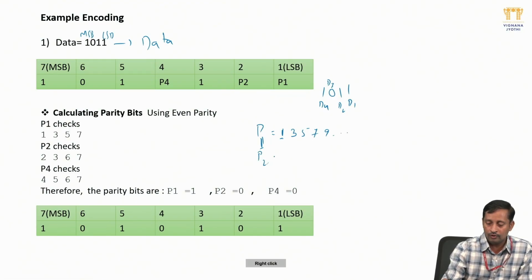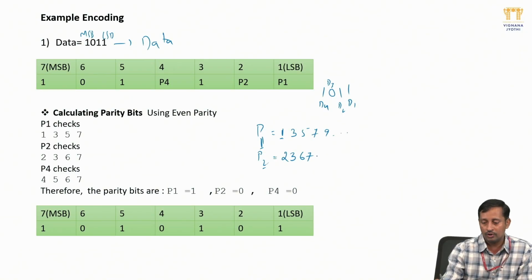Now to find the P2 value, it starts with P2, so start the number with 2. Take two digits at a time. So 2, 3. Leave 2 digits. 4 and 5 should be left. Then you will get 6 and 7. Again leave 2 more numbers. 8, 9 should be left. 10, 11. These are the positions.